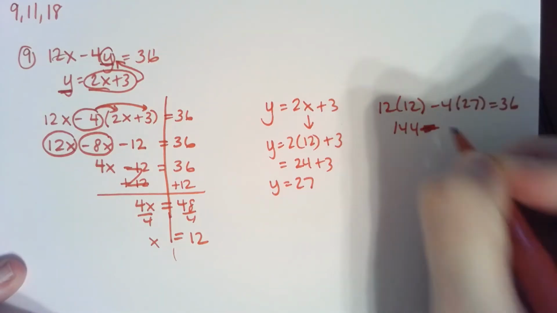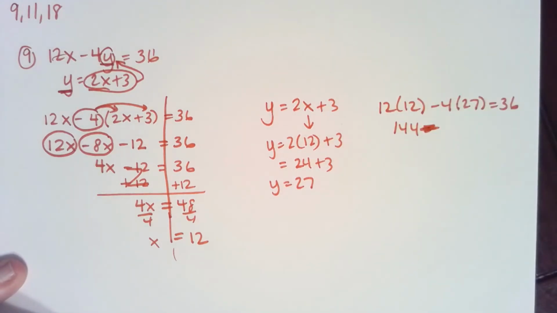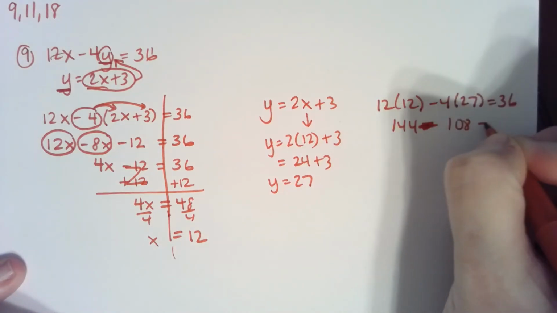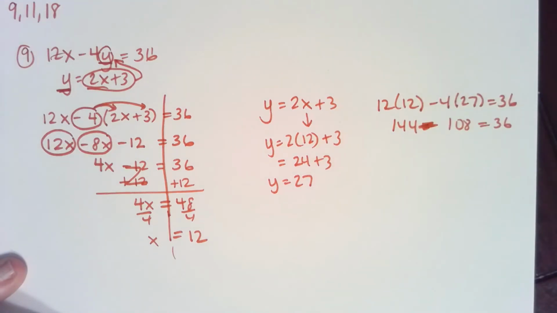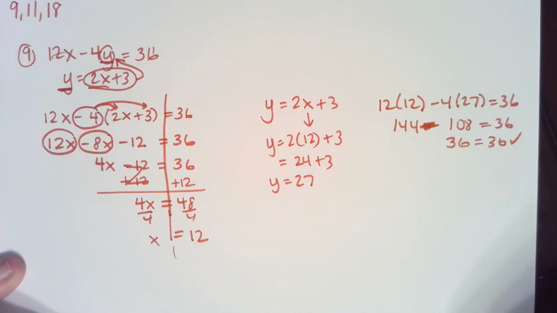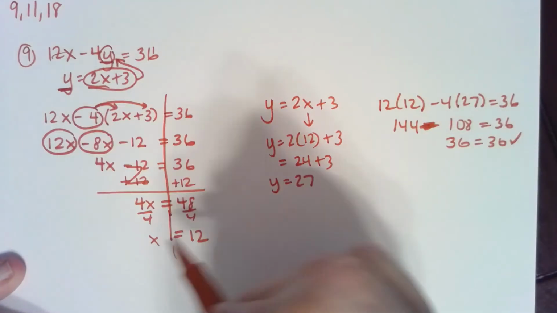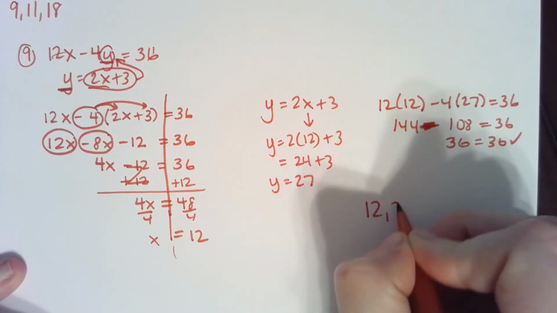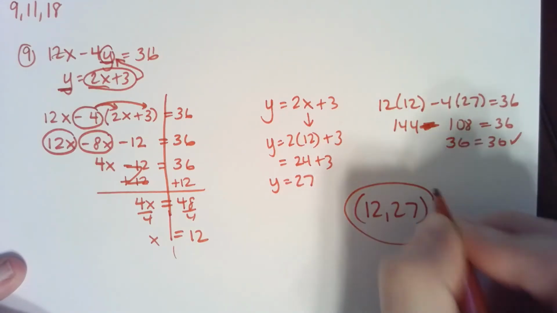But I don't know what 4 times 27 is. 4 times 27 is 108. That should equal 36. Well, what is 144 minus 108? Whoopsie. It is 36. So I know I did this one correct. That means my answer, since this is not a word problem, I don't have to write a word answer. I just write an ordered pair, which is (12, 27). Okay? Let's look at 11.